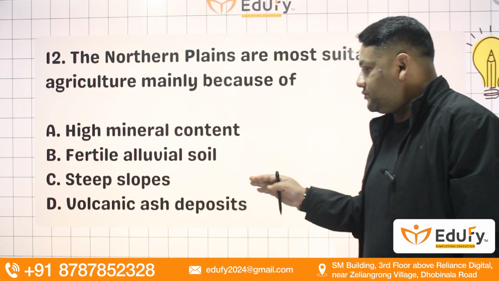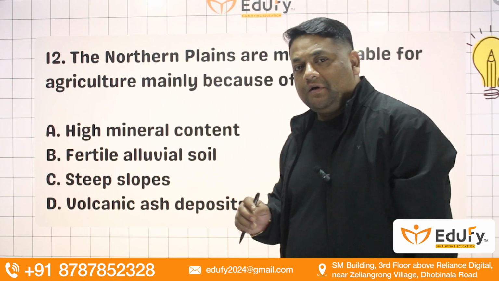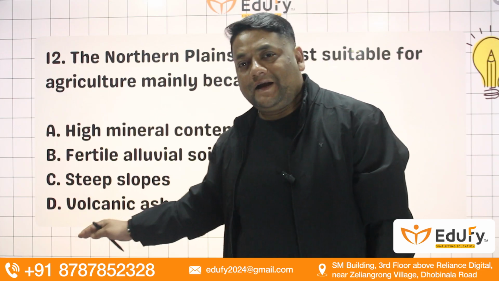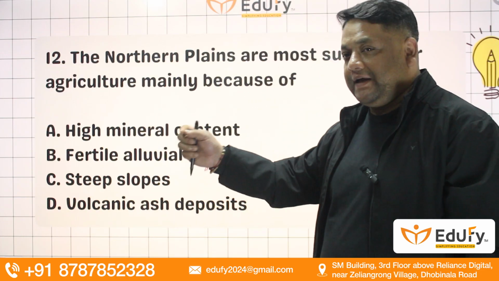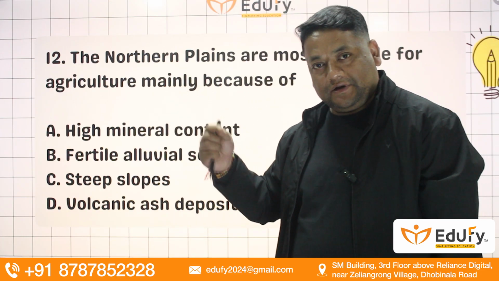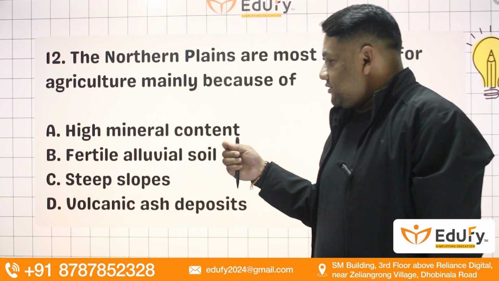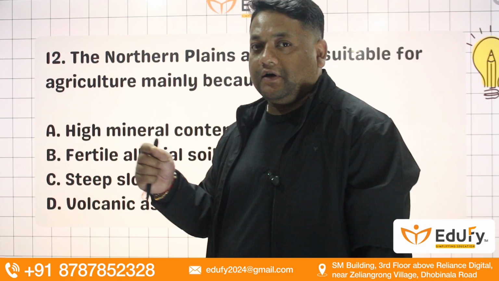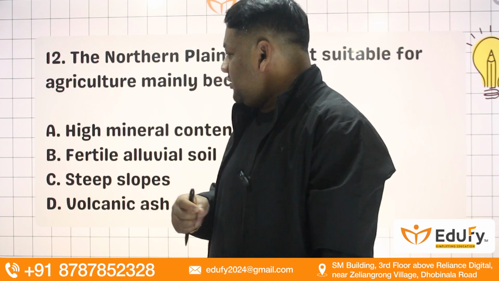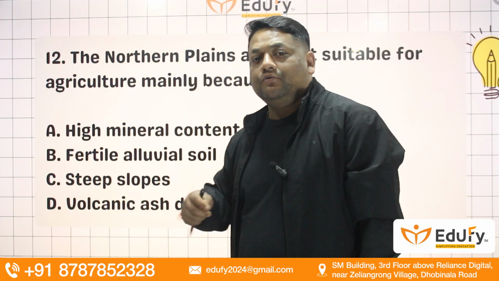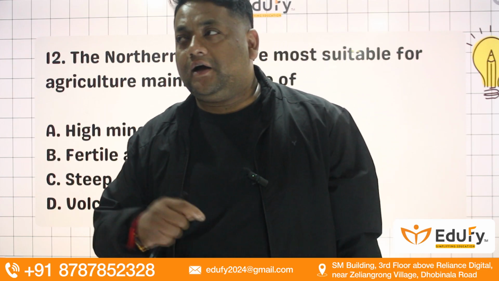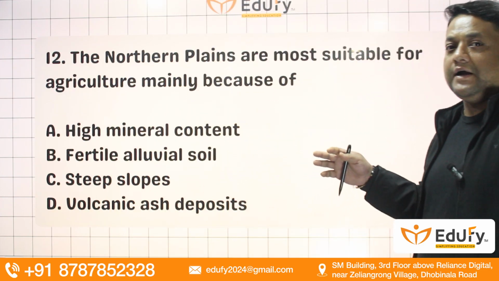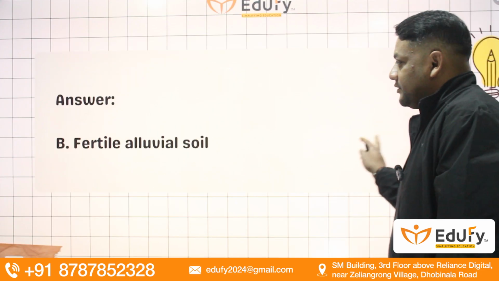Okay, next question. The northern plains are most suitable for agriculture mainly because of high mineral content, fertile alluvial soil, steep slopes, volcanic ash deposits. Remember, whenever there is a talk on northern plains of India, there is no point of addition of volcanic. So wherever you see any volcanism option, that is not correct at all. But fertile soil alluvial, which I have already mentioned in previous question also, we already know that alluvial soil is mostly deposited in the northern plains of India because of the rivers coming down from Himalaya. So B is the right answer. Fertile alluvial soil.